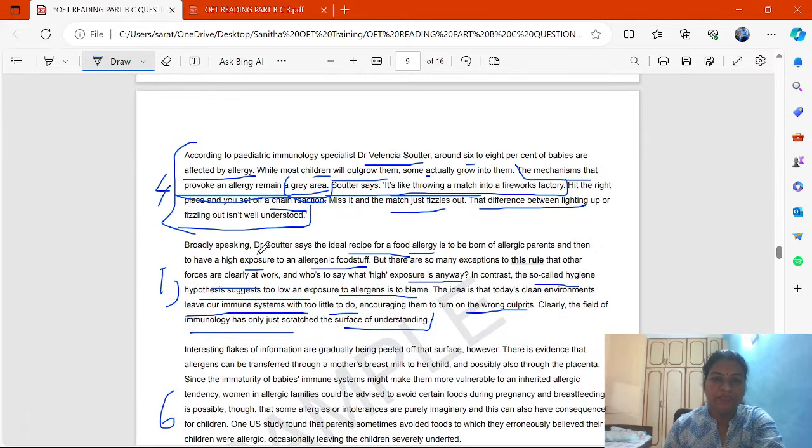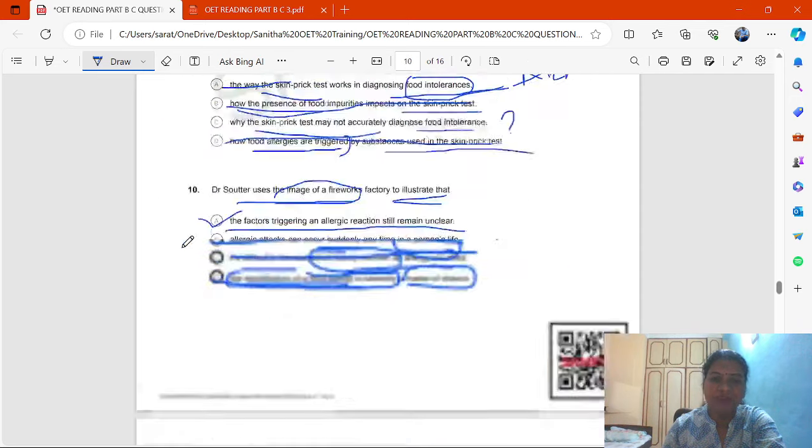Broadly speaking, Dr. Sicherer says the ideal recipe for a food allergy is to be born of allergic parents, and then to have a high exposure to one allergenic foodstuff. But there are so many exceptions to this rule that other forces are clearly at work. Ideal recipe means he is illustrating some information. In this much he said something. Then we'll come to the options.